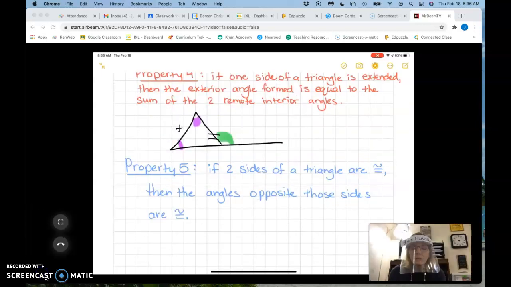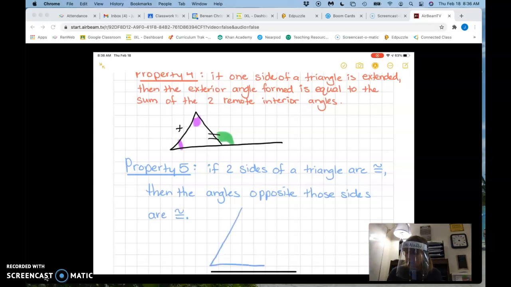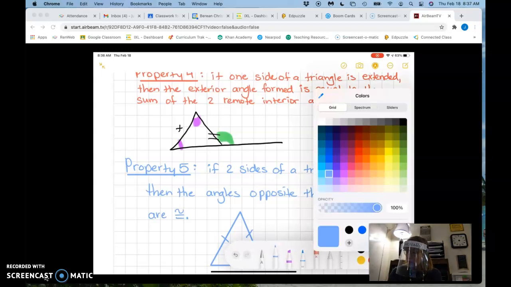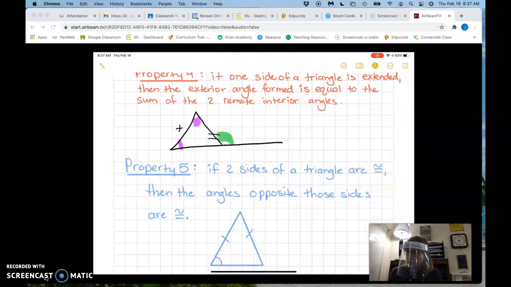Okay, so the last one, property 5, says if two sides of a triangle are congruent, then the angles opposite those sides are congruent. So this is like the isosceles triangle. So remember, the isosceles has two sides that are the same size, and the angles across from those sides are also the same size. So this angle is going to be the same as that angle.